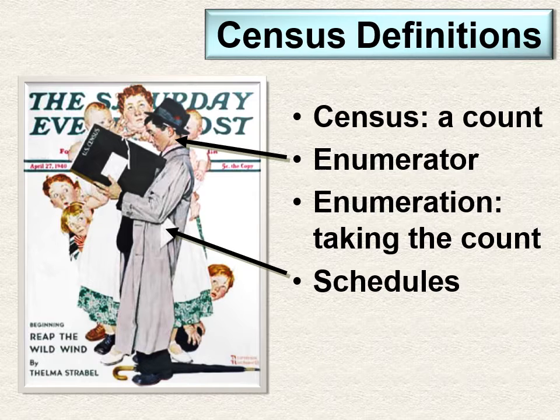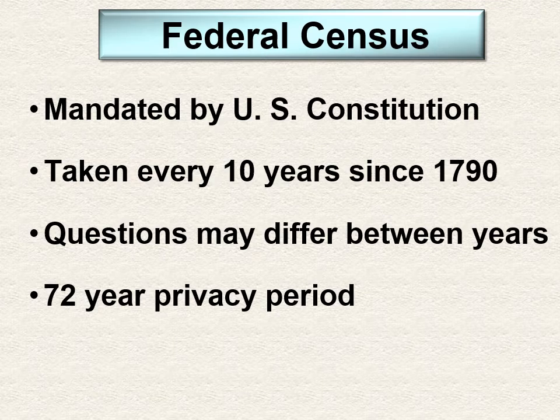And what we're looking forward to is the schedules. This is a count that's already become public, and so you can go and look at the schedules of the results of the count. The federal census mandates that every 10 years since 1790, the census has been taken in the United States. The questions may differ between years, and we now wait 72 years after a count is taken before it is released to the public.